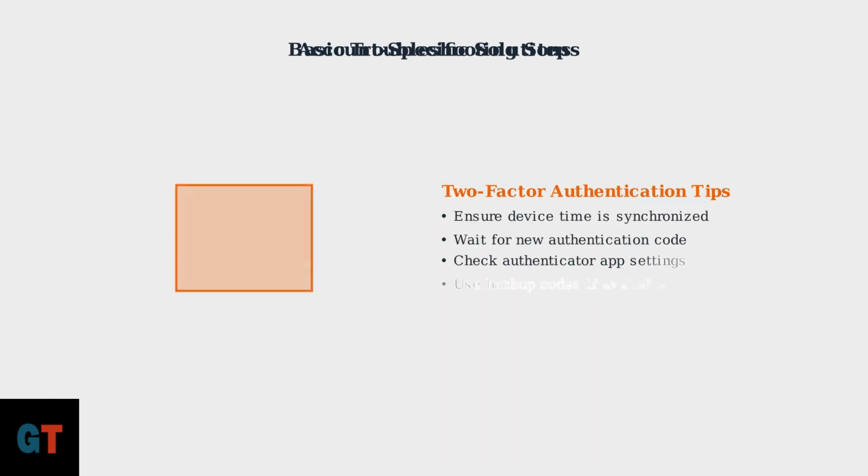Two-factor authentication failures often occur due to timing issues. Ensure your device's clock is synchronized correctly, as authentication codes are time-sensitive. If codes aren't working, wait for a fresh code and double-check your Authenticator app settings.